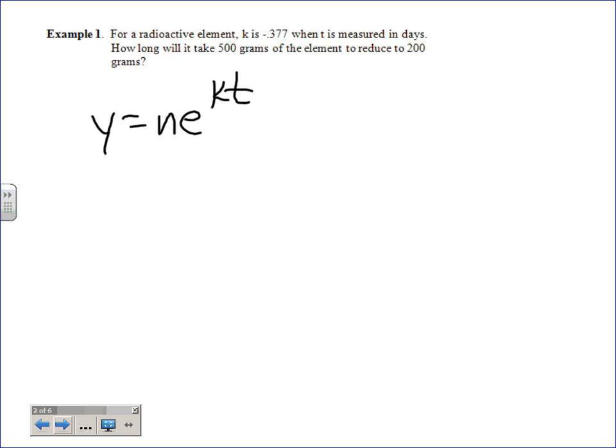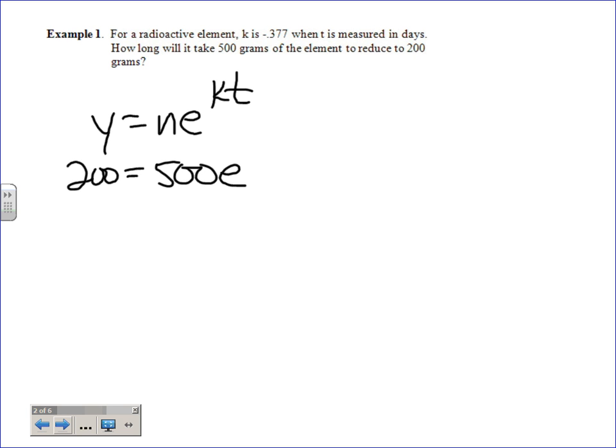Well, we know E is that number our calculator is going to save for us. Does anybody know Y or N, what it would be for this particular problem? Austin? Austin says N is 500. Is that how much we started with, 500? Yes, it is. So the bigger number is actually going on the inside. Well, that's kind of strange. And Y is, Austin said, I believe 200, which is correct.